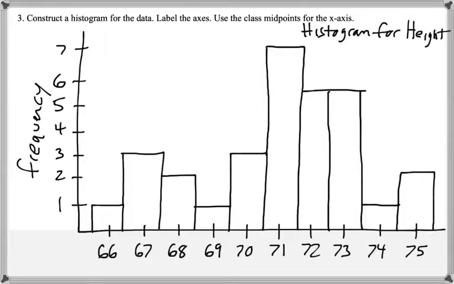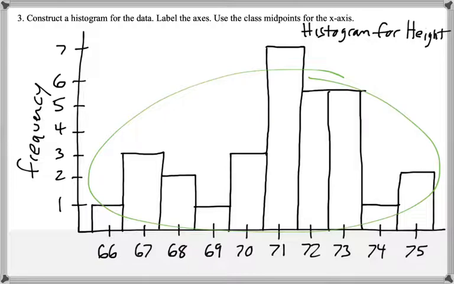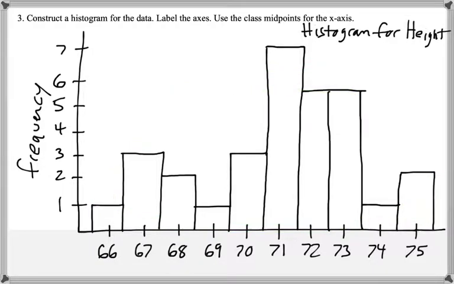So this is what the histogram will look like for number 3. Notice that the height of each bar is that class's frequency, and all of the bars touch. And we use the class midpoints for the x-axis. So that would be the integers themselves.